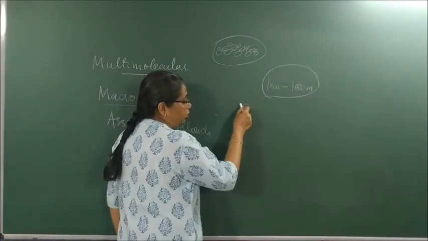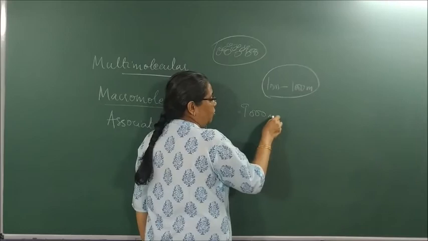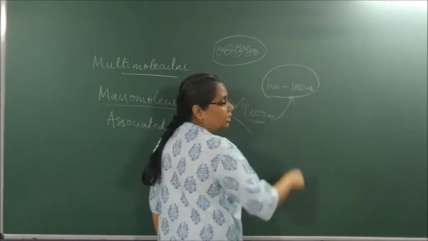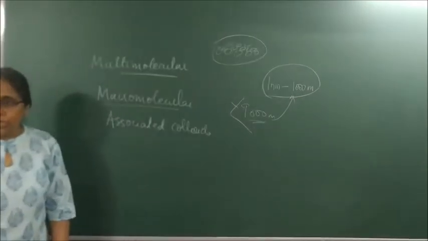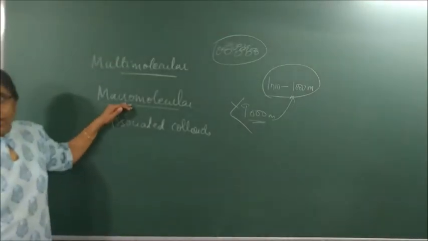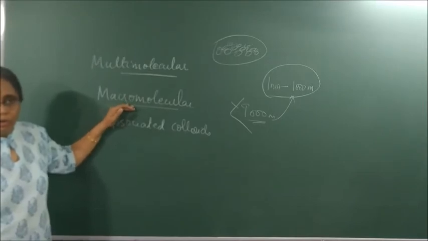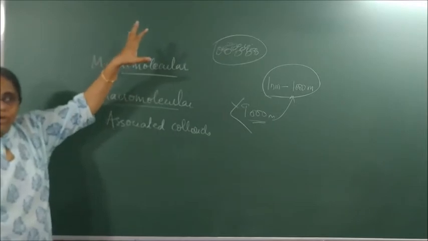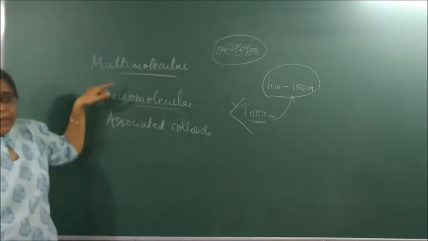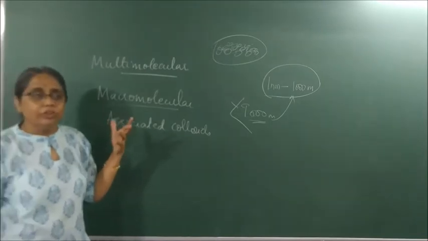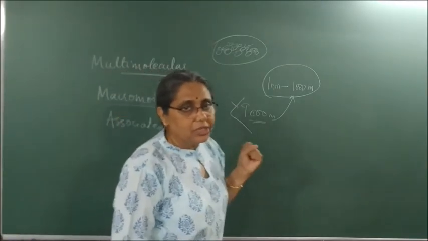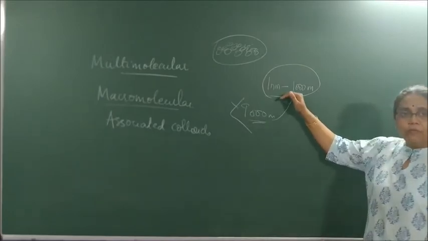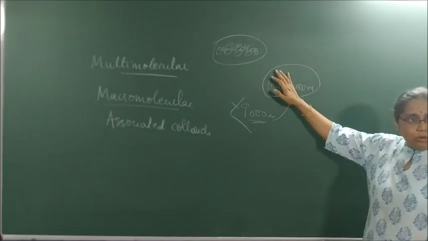What is macromolecular colloid? When the particles of suspension, which is above 1000 nanometer, break down into particle size of 1 nanometer to 1000 nanometer, it is called as what? Macromolecular colloid. Understood? When small particles join together to form particles of colloidal size, it is multimolecular. If the large macromolecules, such as proteins, amino acids, carbohydrates, break down into colloidal form, then it forms particles of colloidal size: macromolecular colloids.